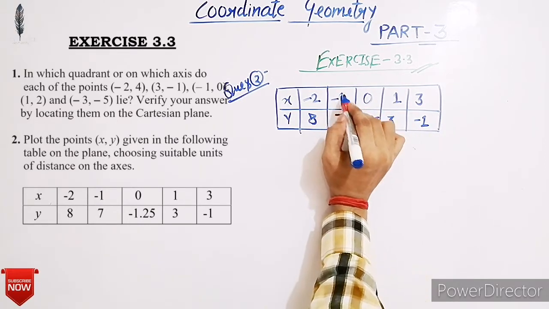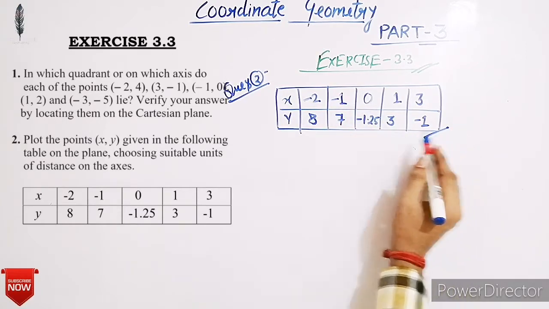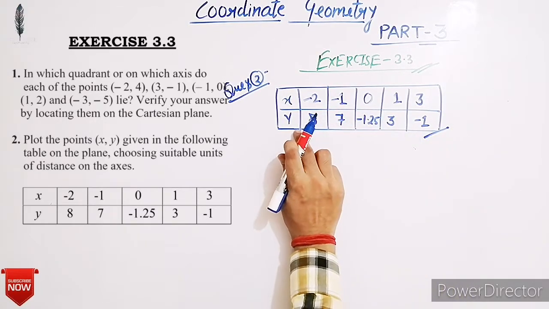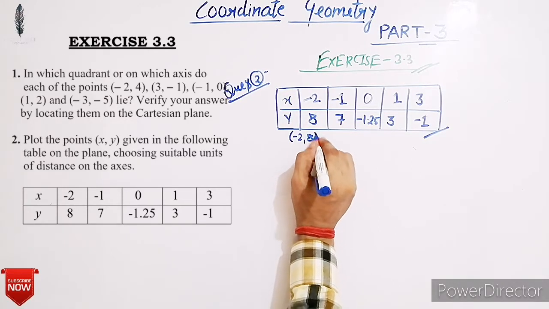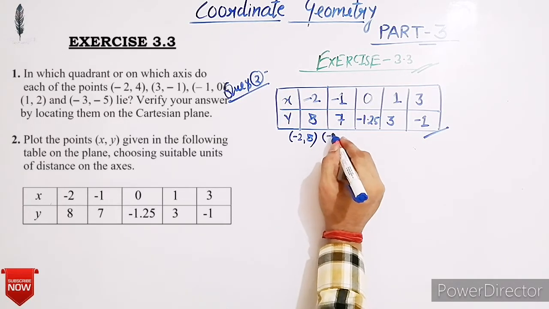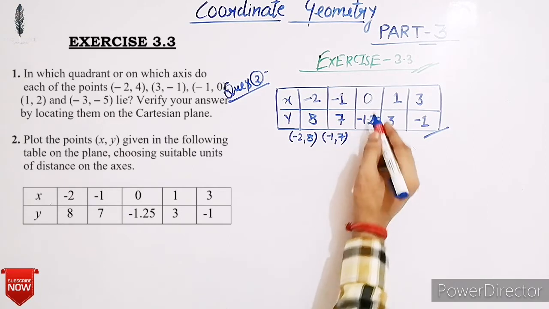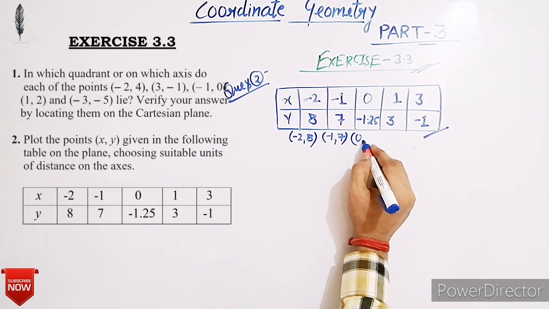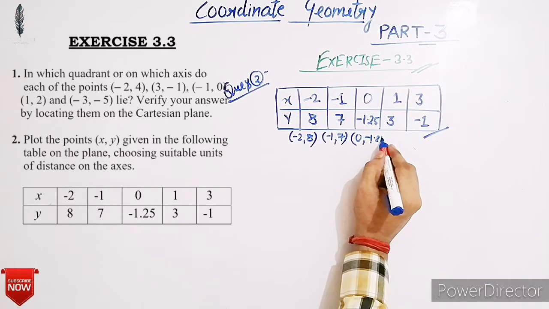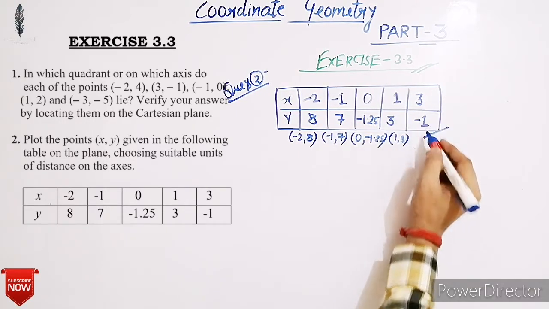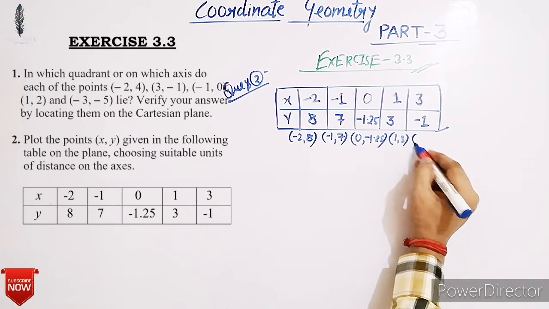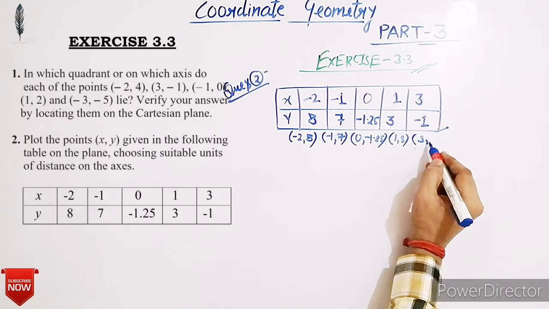Students, from this table, we have 5 points to plot in the Cartesian plane, which are, where x is equal to -2 and y is equal to 8, we have (-2, 8), here (-1, 7), here (0, -1.25), here (1, 3), and last one is (3, -1).